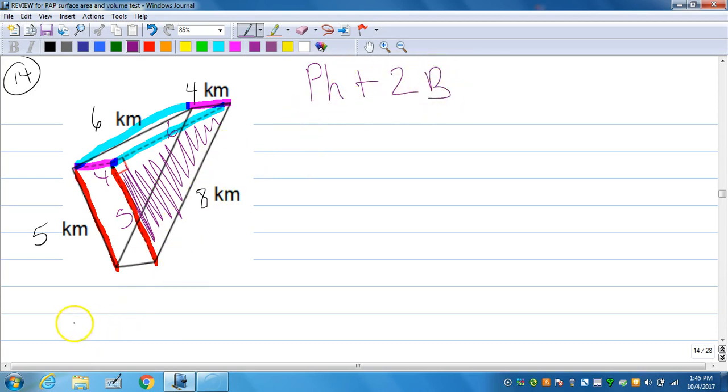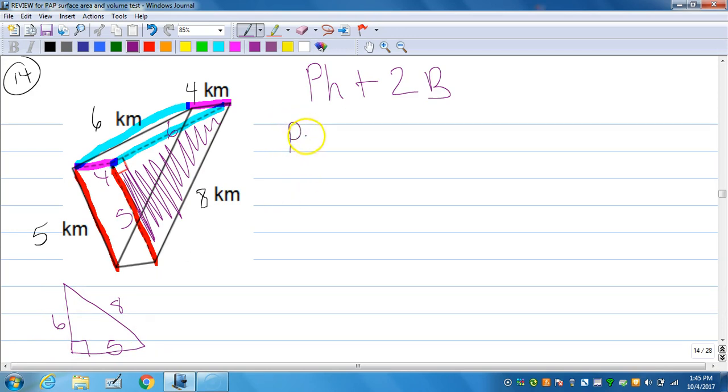First, let me draw this triangle here. It's kind of all weird looking. But if you notice, it's a right triangle, it has a little box, which means that this triangle stood up should look like this. This slant is 8. The bottom number here is 5. And this number here, the blue one, is 6.